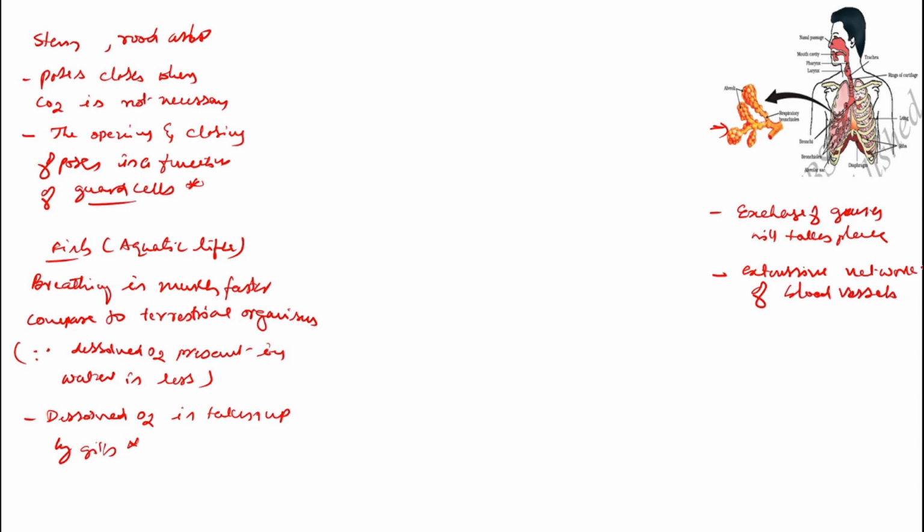Okay. So the respiratory pigment is hemoglobin, and this hemoglobin has more affinity towards oxygen.